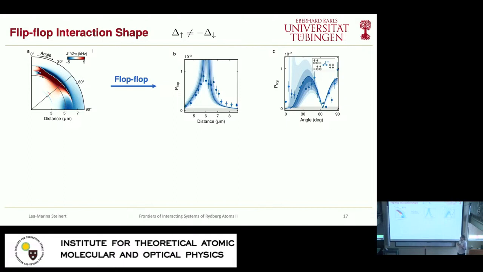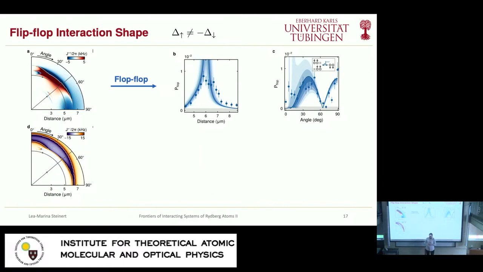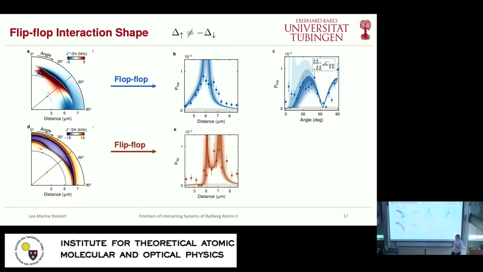All right, but now we also want to check for flip-flop interactions. And we scan again along this axis, so we prepare our atoms at 50 degrees and vary the distance between them. And indeed, we also see an increased flip-flop probability around the Rydberg pair state resonances where we expect it to be. Before, we switched off the flip-flop interaction by simply choosing a corresponding laser detuning, right?